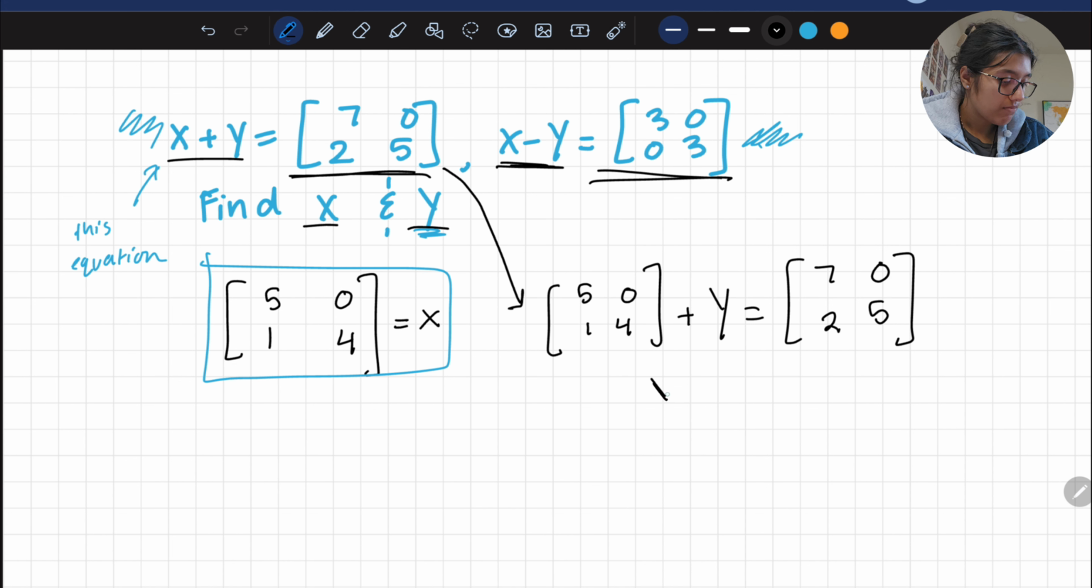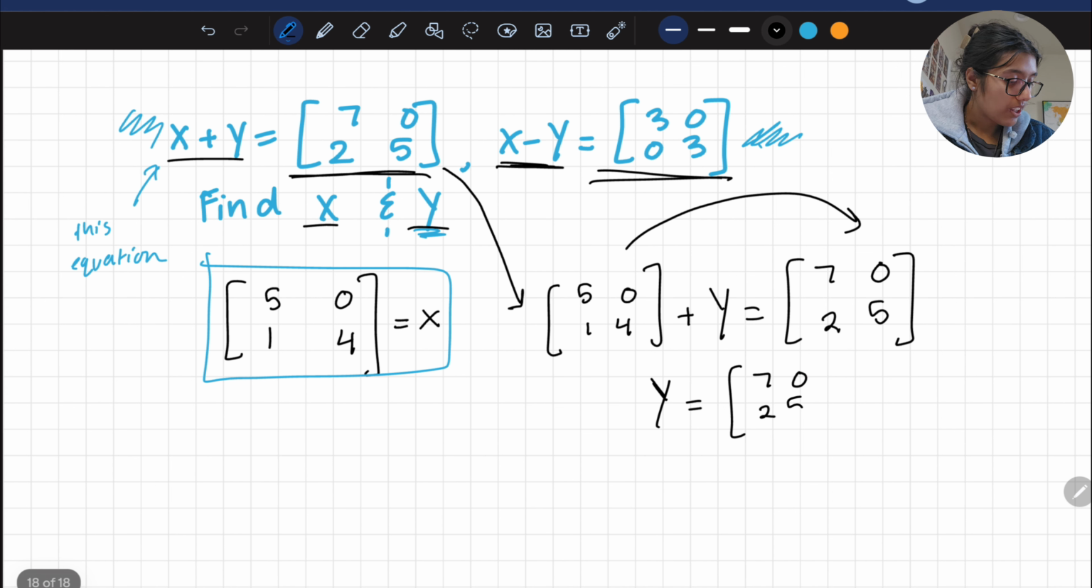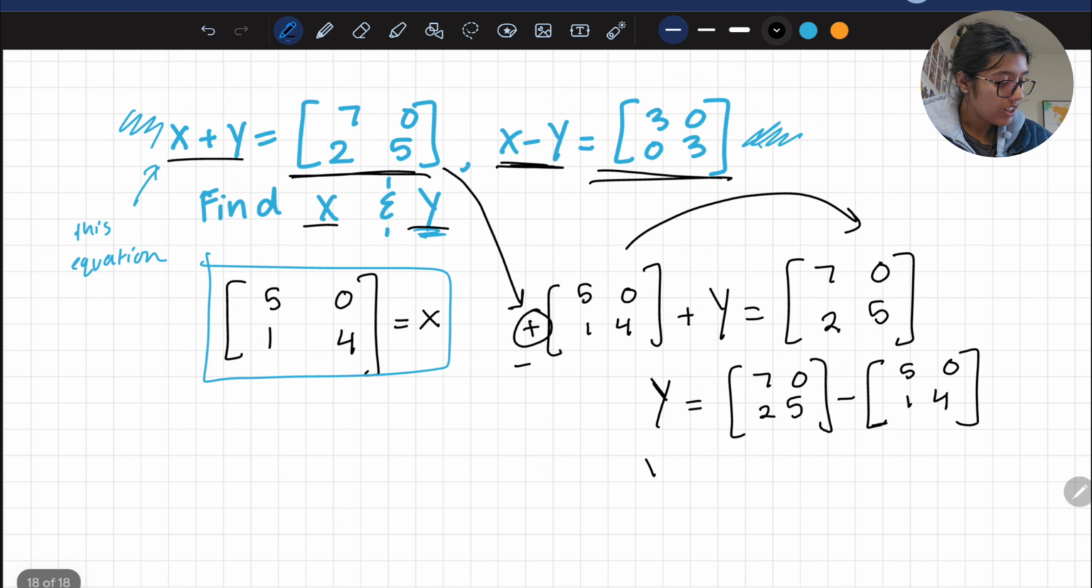Then we want to isolate y, so let's take that to this side. If we take a matrix to the other side, the sign switches. So on the other side, it would look something like this. And you can see how basic algebra laws can also be applied to matrices. Now, since we know how to subtract matrices, this would just be 7 minus 5, which is 2, 0 minus 0, which is 0, 1, 1, and that is the value of y.